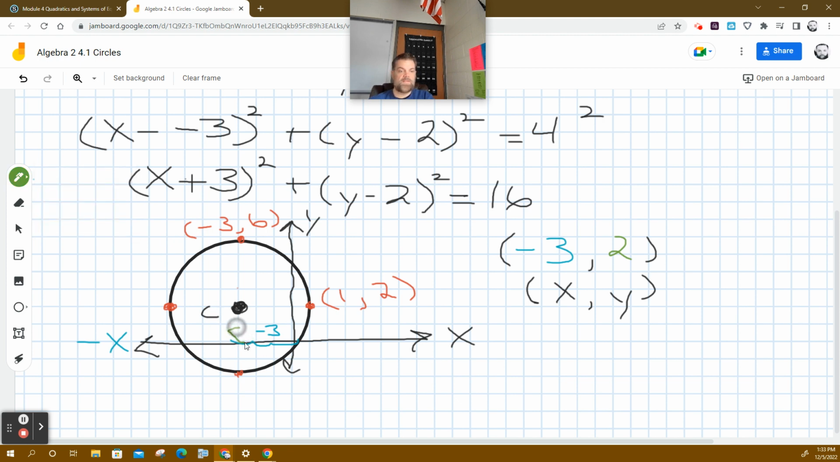Let me draw that a little better. I'm going to go up 1, 2. That's the positive 2. And that's how I get there, because going up is the positive y direction. Okay? So because this is positive y, we go up 2. And because this is negative x, we're going to go to the left 3, from the origin, of course, always.